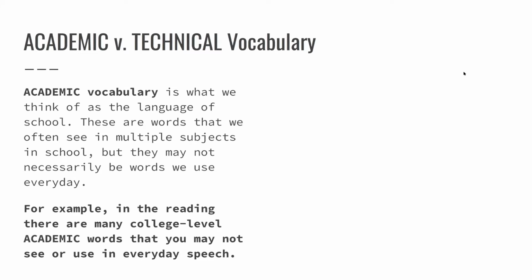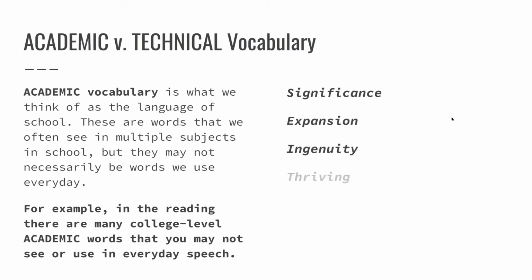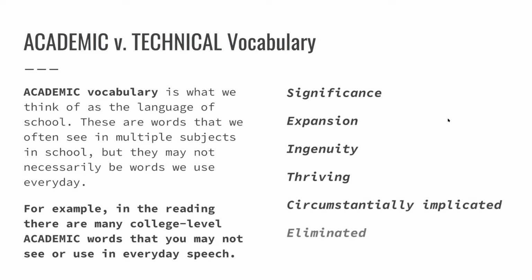These are some words that you could see in the text. So I'm going to bring them up here on the right side of the screen. So for example, significance. Now you just think for just a moment, do these words look familiar to you? Okay, so significance, expansion, ingenuity, thriving, circumstantially implicated, and eliminated.